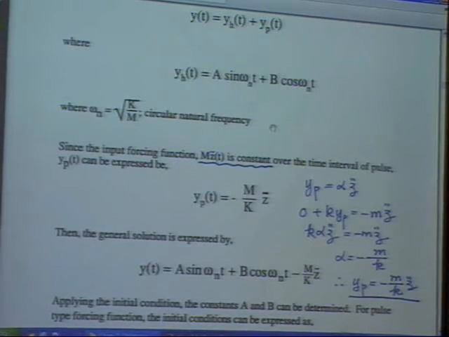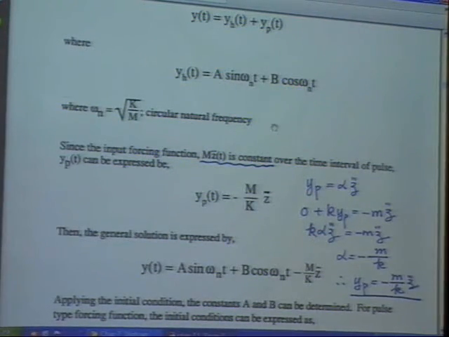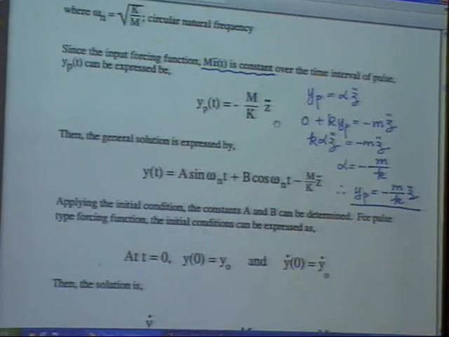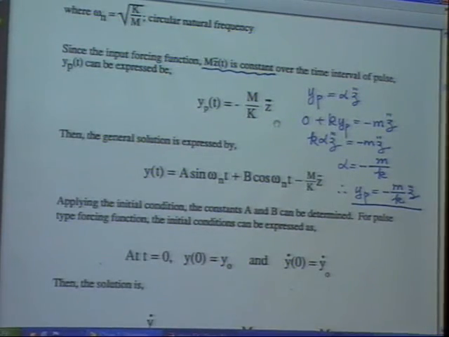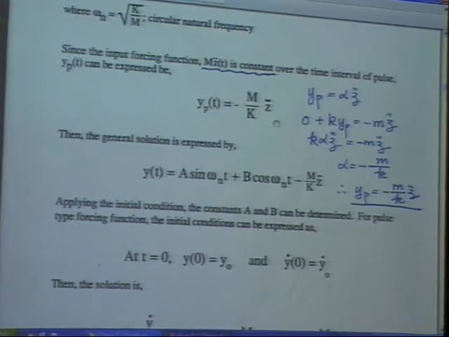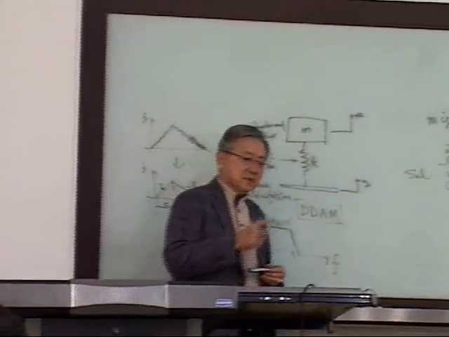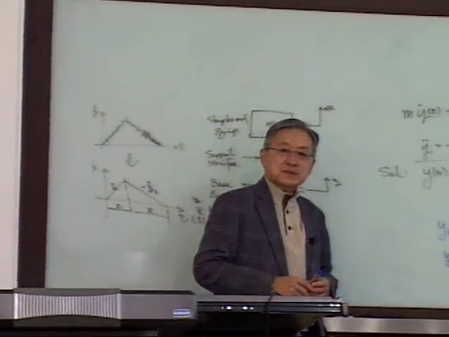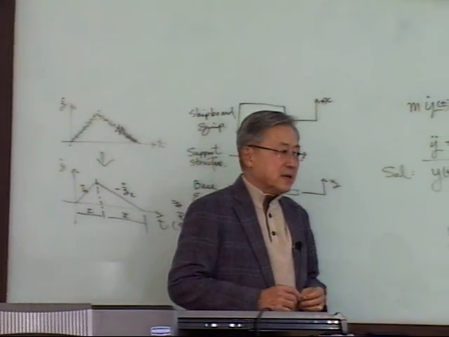Now you have to be careful from this point. Well, I think I'm going to do that next class. In the solution, you have to be careful about a couple of things. Okay, any questions?